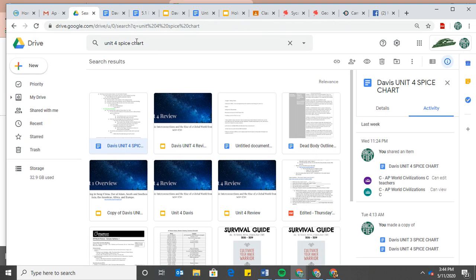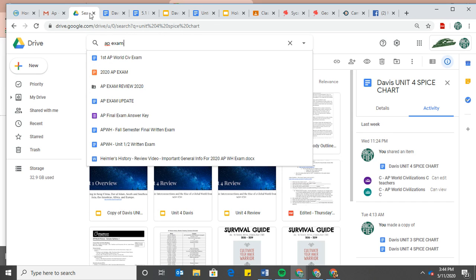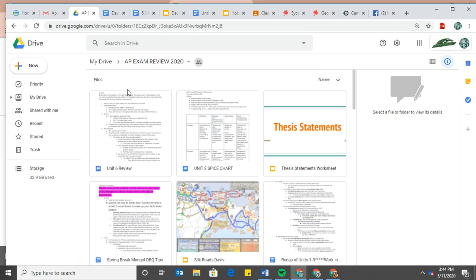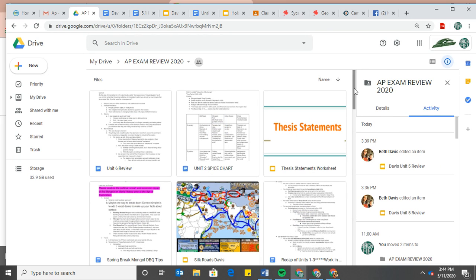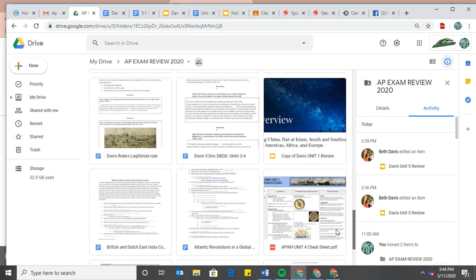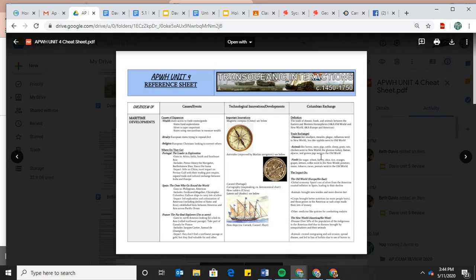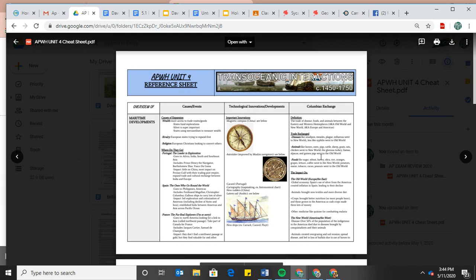So I've shared with you. Now, if I go to the AP exam folder, okay, so exam review. If you just type in AP exam review, I have thousands of docs. You probably do not have that many because you're only a sophomore. But here's all kinds of stuff. Now, we have a cheat sheet. You'll have cheat sheets for every unit.